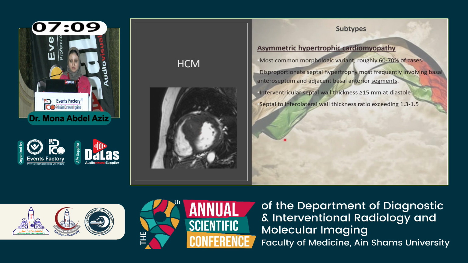And there are some criteria for its diagnosis. The interventricular septal wall thickness should be more than 15 millimeters measured at diastole. And there is another criterion, which is the ratio between the septal and the inferolateral wall. This ratio should exceed 1.3, and 1.5 in hypertension, to say that it is asymmetric hypertrophic cardiomyopathy.